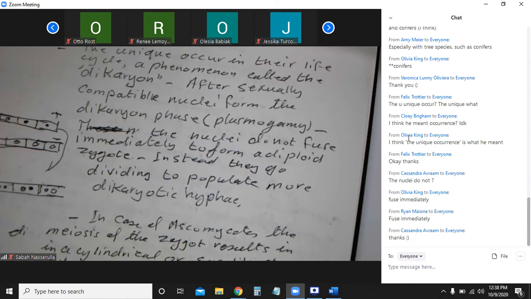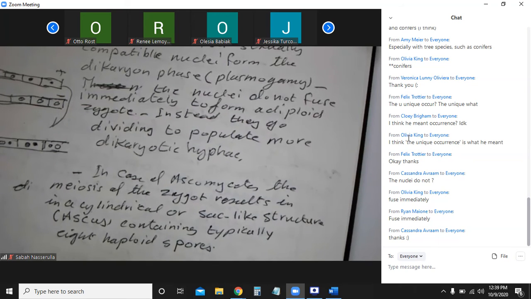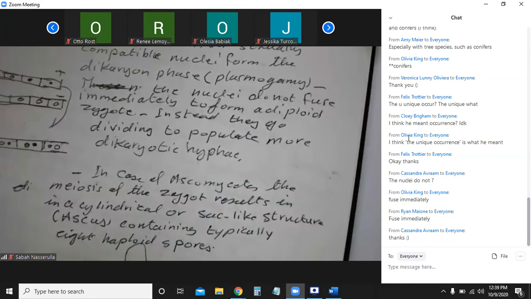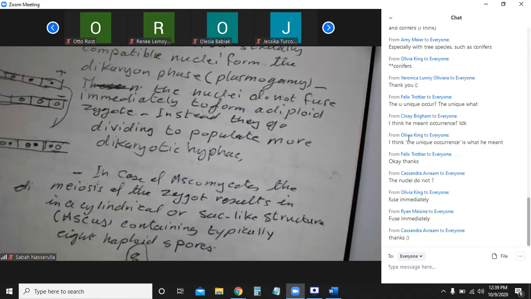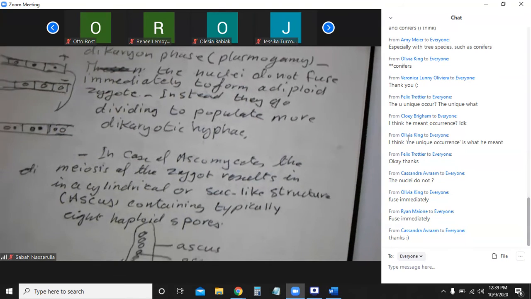As I mentioned, when meiosis occurs in the zygote of an ascomycete, we produce an ascus like this, and inside it, typically eight, these are known as ascospores. We will talk about the basidiomycetes at the end, but this is what is called the ascus. In their asexual reproduction, mostly they produce smaller spores known as conidia.